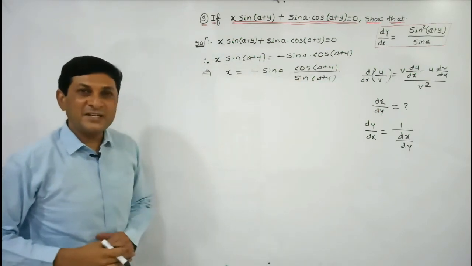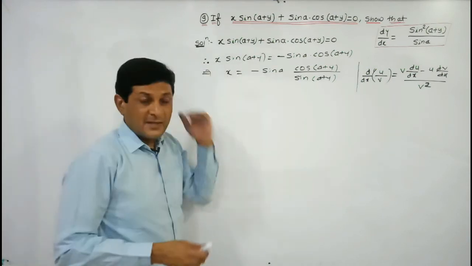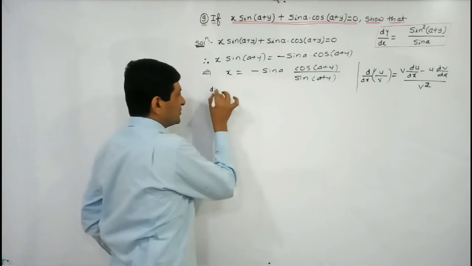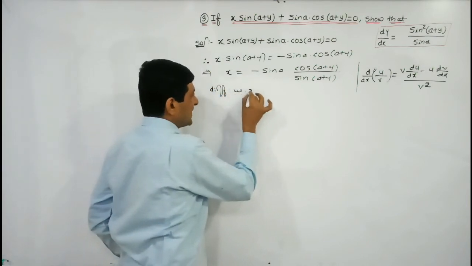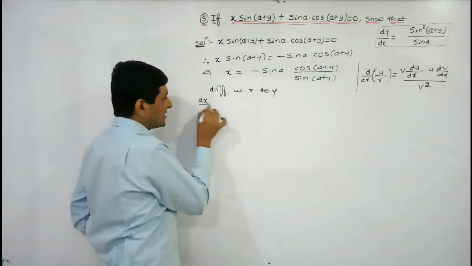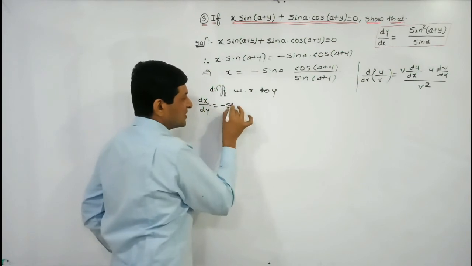Now we are finding differentiation of x with respect to what? Y. Now we are differentiating this function with respect to y. So differentiate it with respect to y. So derivative of x with respect to y is dx upon dy. On this side, minus sin a is a constant term, keep it as it is.